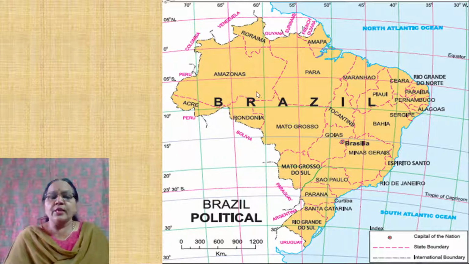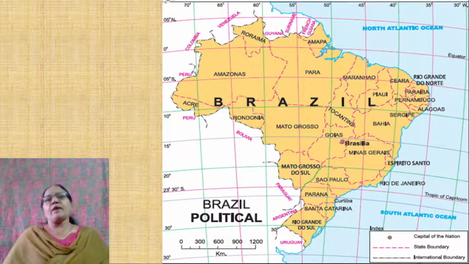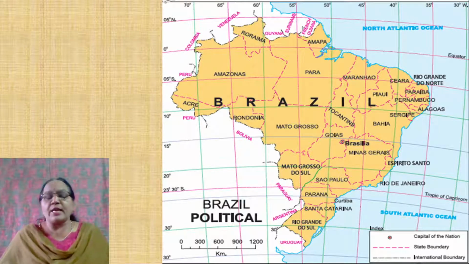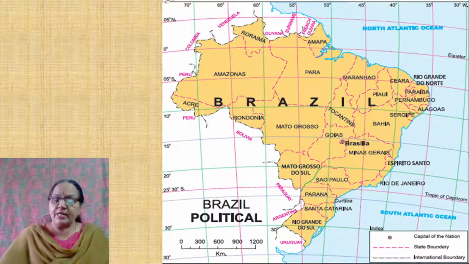Two important latitudes pass through Brazil. One is the equator, that is 0 degree, and the other is the Tropic of Capricorn, 23.5 degrees south. In India, we have the important latitude, Tropic of Cancer, 23.5 degrees north. Here it is the Tropic of Capricorn, 23.5 degrees south.